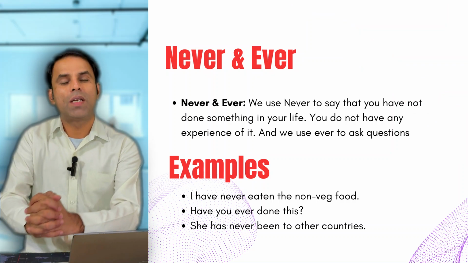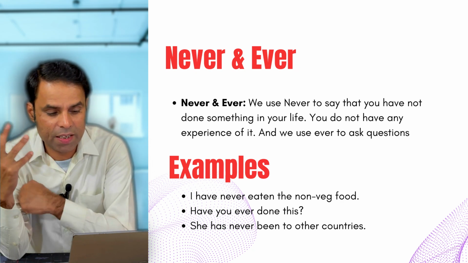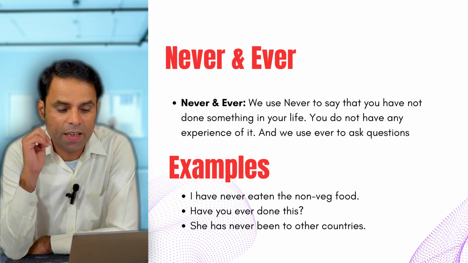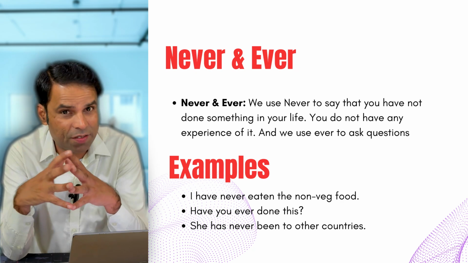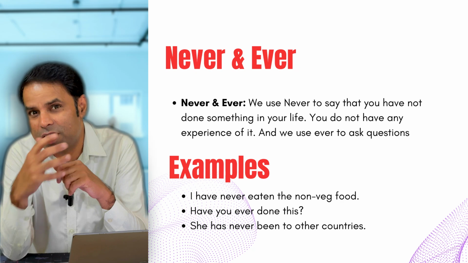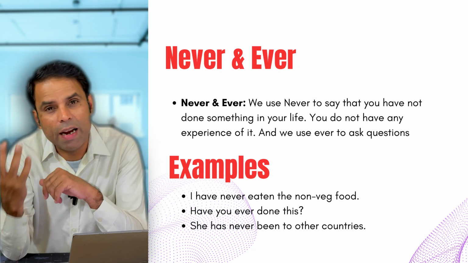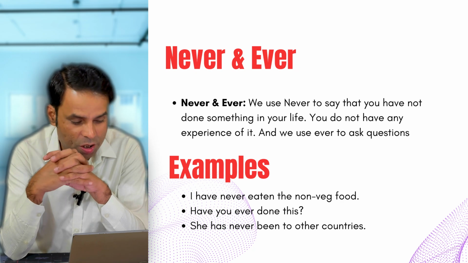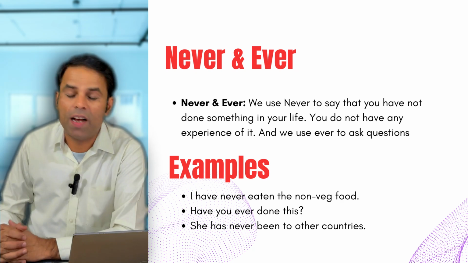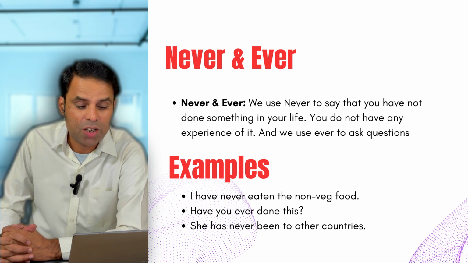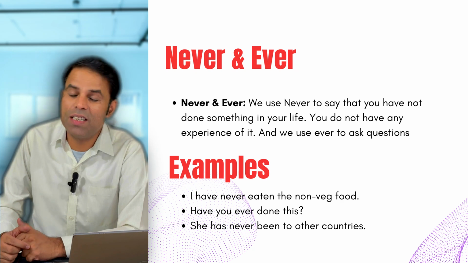We use present perfect tense with never and ever. We use never to say that you have not done something in your life. So for negative sentences, something that you have never done or never experienced in your life, there you use never, and ever is used for questions. For example, I have never eaten non-veg food, or have you ever done this, or she has never been to other countries, right?